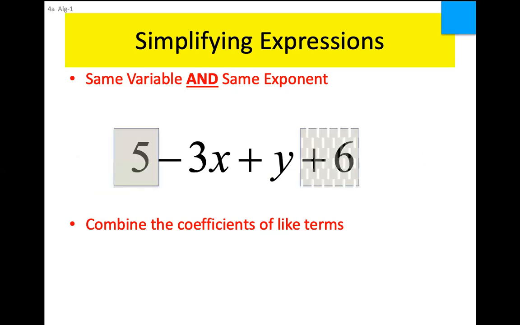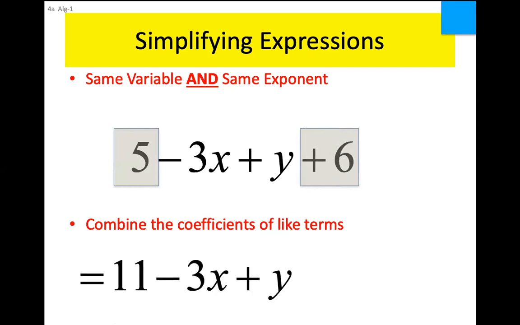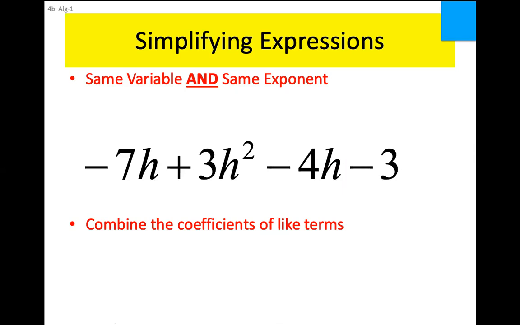Very good. Very good. 11 minus 3x plus y. Who's lost? Not me. Good, because this is basic skill stuff.